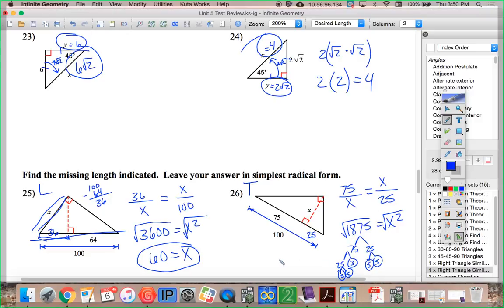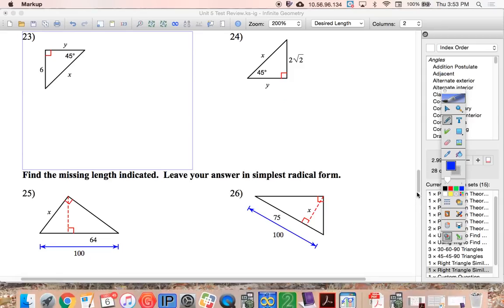So we have a pair of 5s, another pair of 5s, and a 3 left over. So you should get 25 on the outside and radical 3 on the inside. That's what x is. I didn't write x equals, but you can.